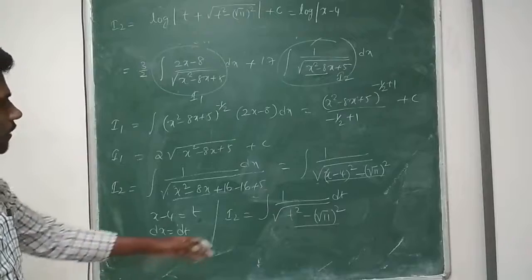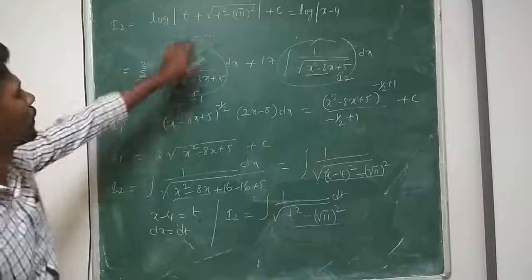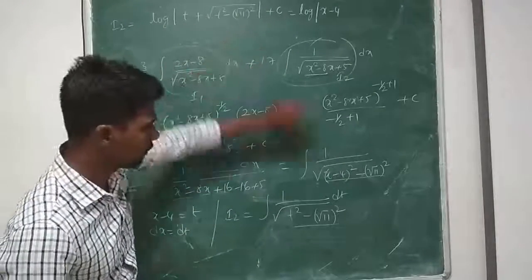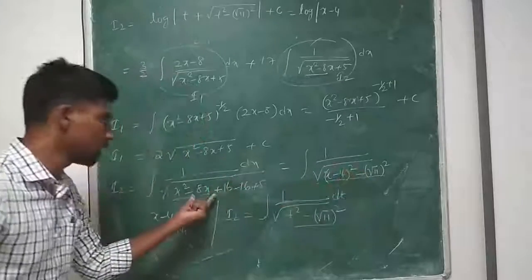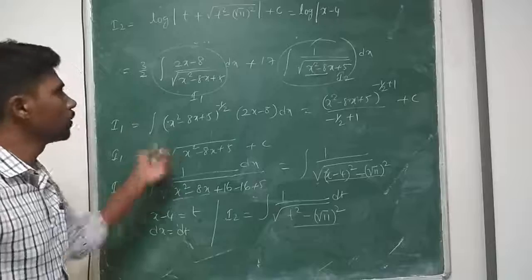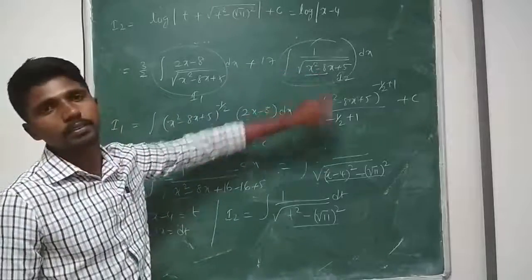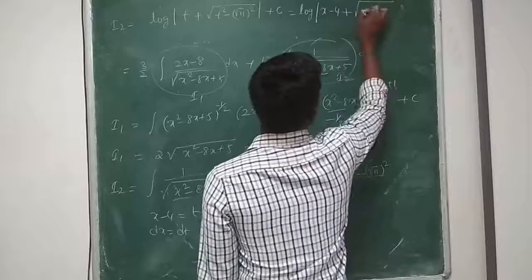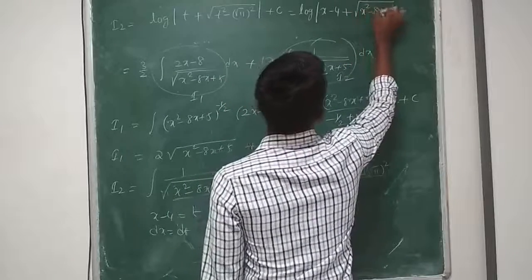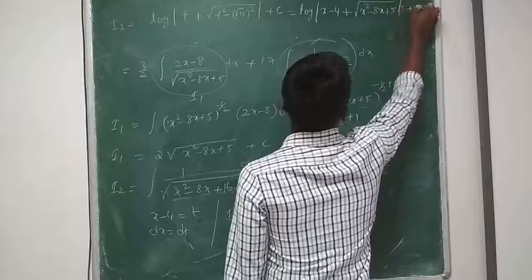So instead of writing all these steps, I can replace this t square minus root 11 whole square. This is equal to this. This came from this step, and this is nothing but equal to x square minus 8x plus 5. So x minus 4 and the root x square minus 8x plus 5 plus c.